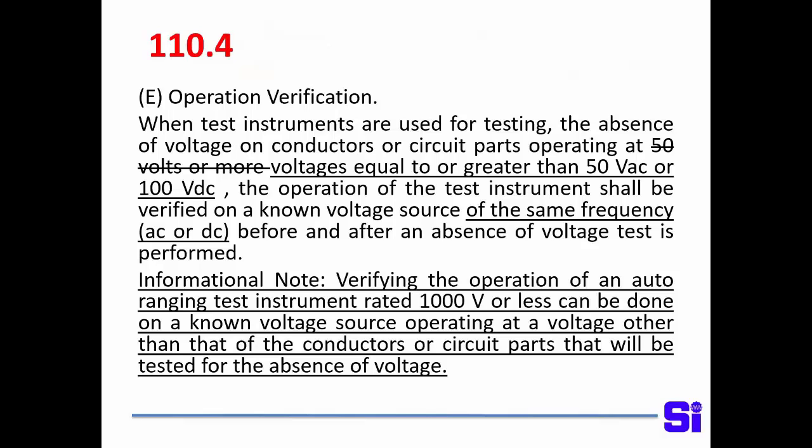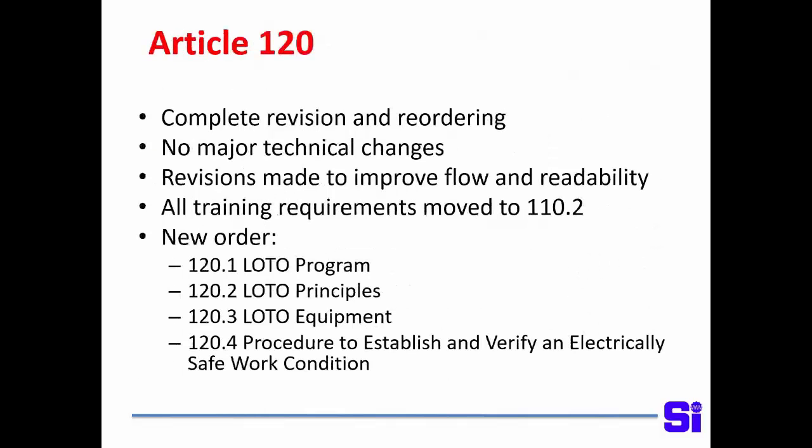If you have an older meter that still has a range selector switch, you have to test that meter in the same voltage range as that you're about to test for the absence of voltage. So auto-ranging meters, you can go up to a 120 volt outlet and test it. For a meter that has a manual range switch, that range switch could be bad at the range that you actually need. So you have to test it on that specific voltage if it's a manual ranging meter.